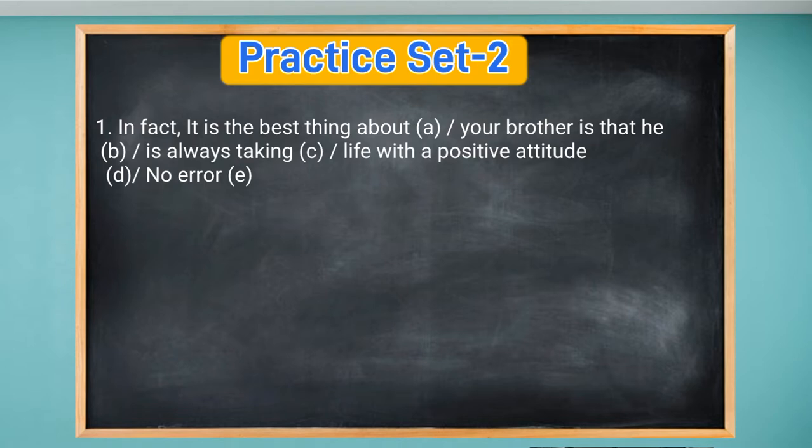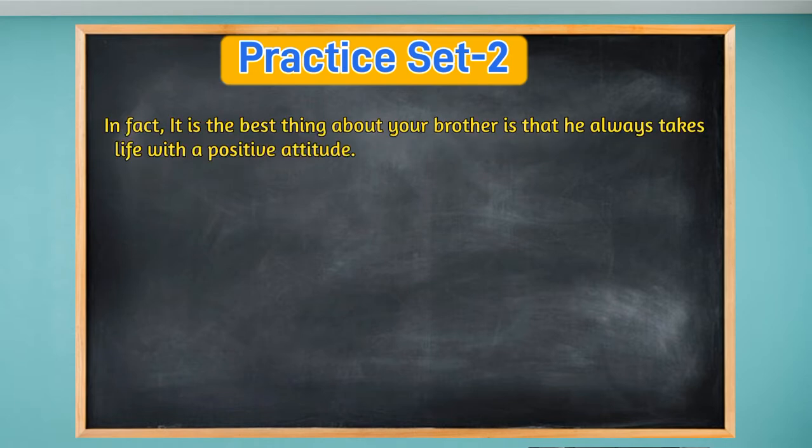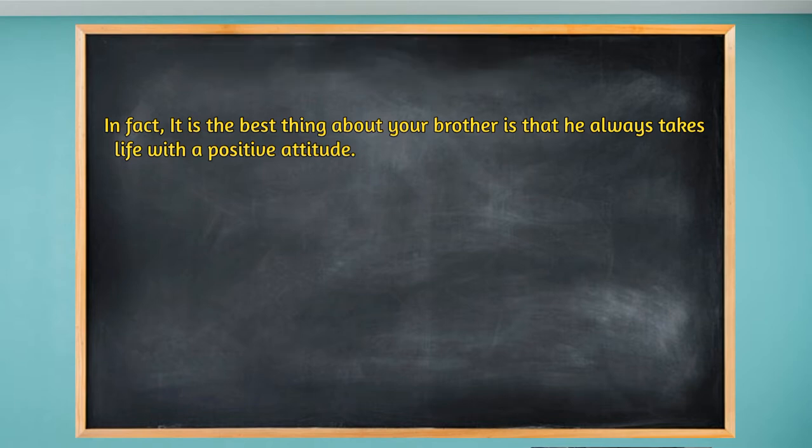Well, part C of the sentence is wrong. Because adverbs like always, every day, daily, generally, occasionally, regularly, sometimes, etc. are used in simple tense only. So the verb taking is wrong here. Use the verb take and now it is the correct sentence before you. In fact, it is the best thing about your brother that he always takes life with a positive attitude. Let's take another sentence.